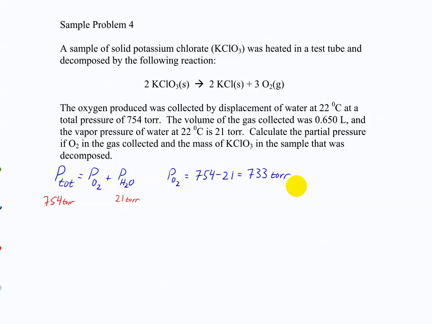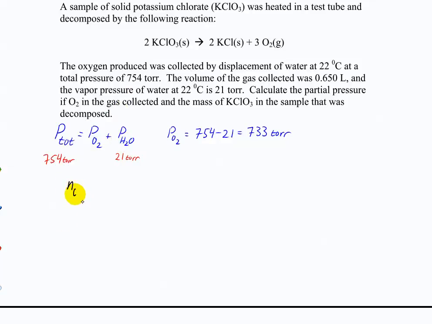Well, we already got partial pressure, so we're not trying to find the mole fraction here. Don't you have to do the equation first? What equation? Displacement of water. Well, we got that already. We accounted for the water with this 21 torr, and so we got the partial pressure of oxygen. So if we've got pressure of oxygen, volume, and temperature, how do we find moles? Ideal gas law, right.